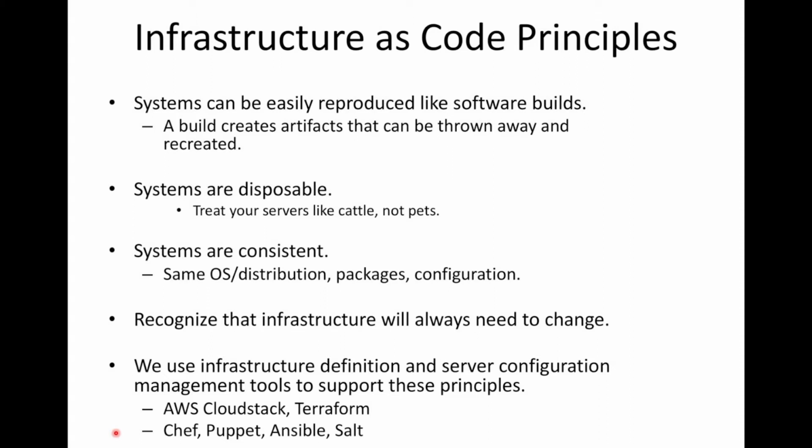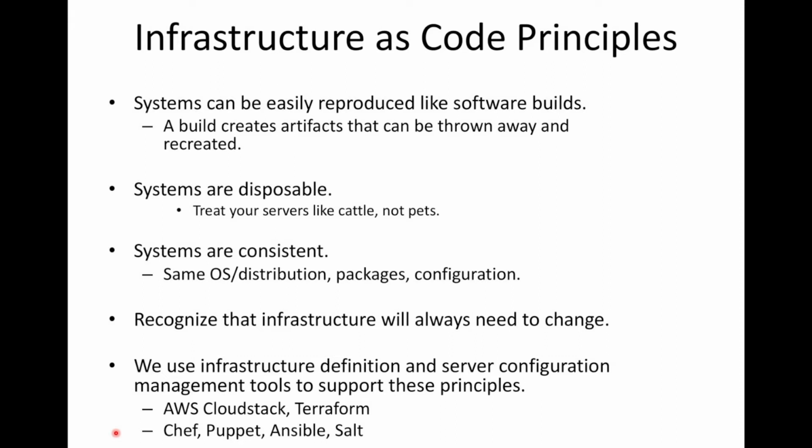The other big benefit and the common principle of infrastructure as code is that when we're deploying infrastructure as code, our goal is to maintain consistency as much as possible. If we're deploying a fleet of EC2 instances, we try to ensure that those instances are using the same OS and distribution. They've got the same set of packages, and they're configured the same way. Consistency is absolutely key. And infrastructure as code helps us to guarantee that systems are consistent.